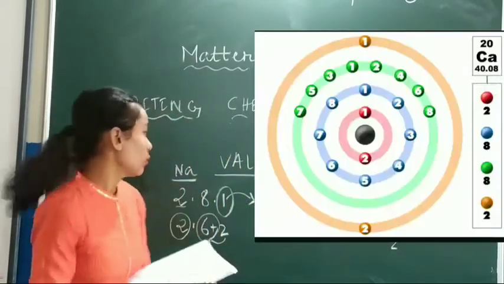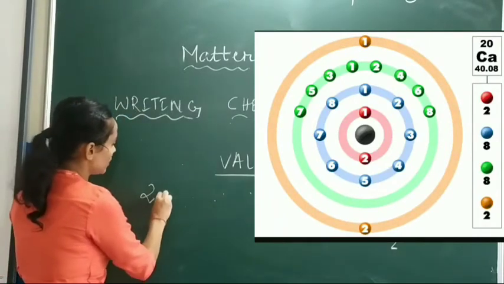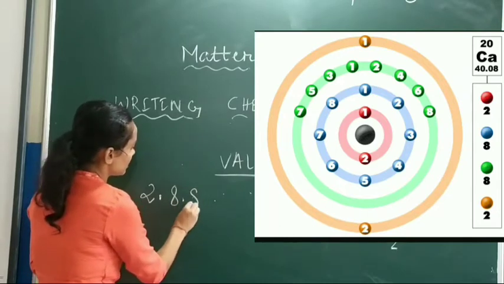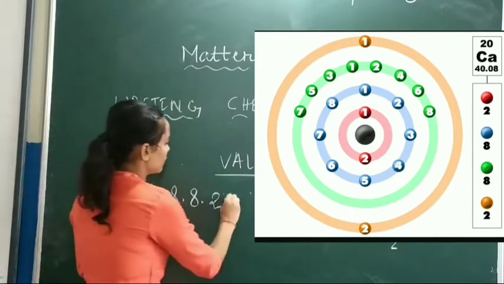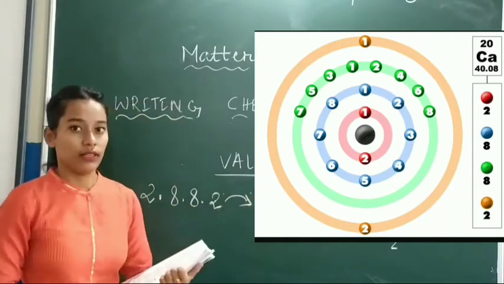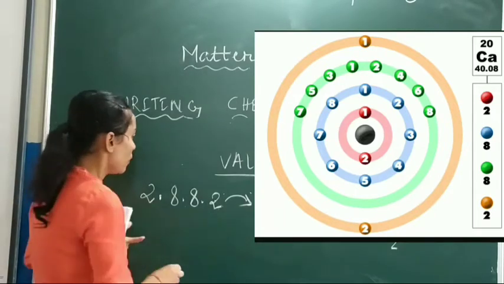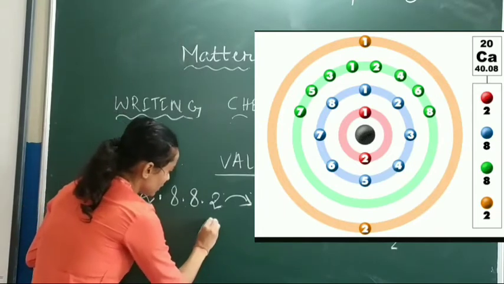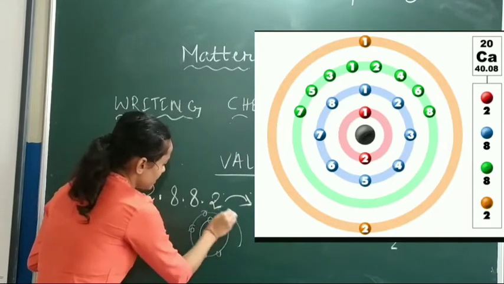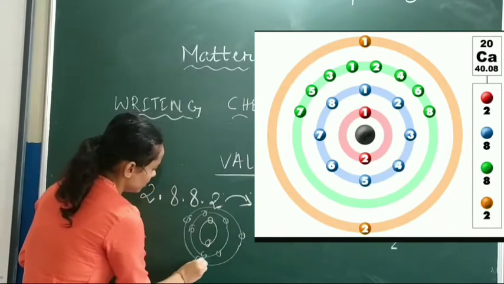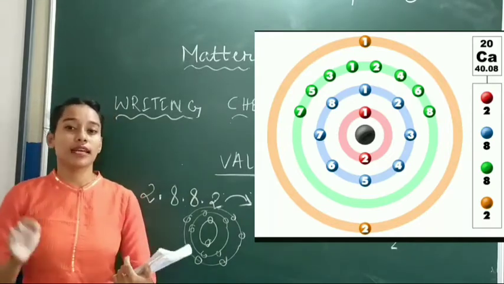Now calcium. You see, the atomic number of calcium is 20, isn't it? So in the first shell there will be 2 electrons, in the second shell 8, in the third shell 8, and in the last shell 2. So these 2 electrons it will donate and it will become what? Stable. Okay? So when is the atom stable? When an element has 2 electrons in the first shell, 8 electrons in the second shell, and 8 electrons in the third shell. Okay, in the third shell there may be more than 8 also. It depends on the type of element.